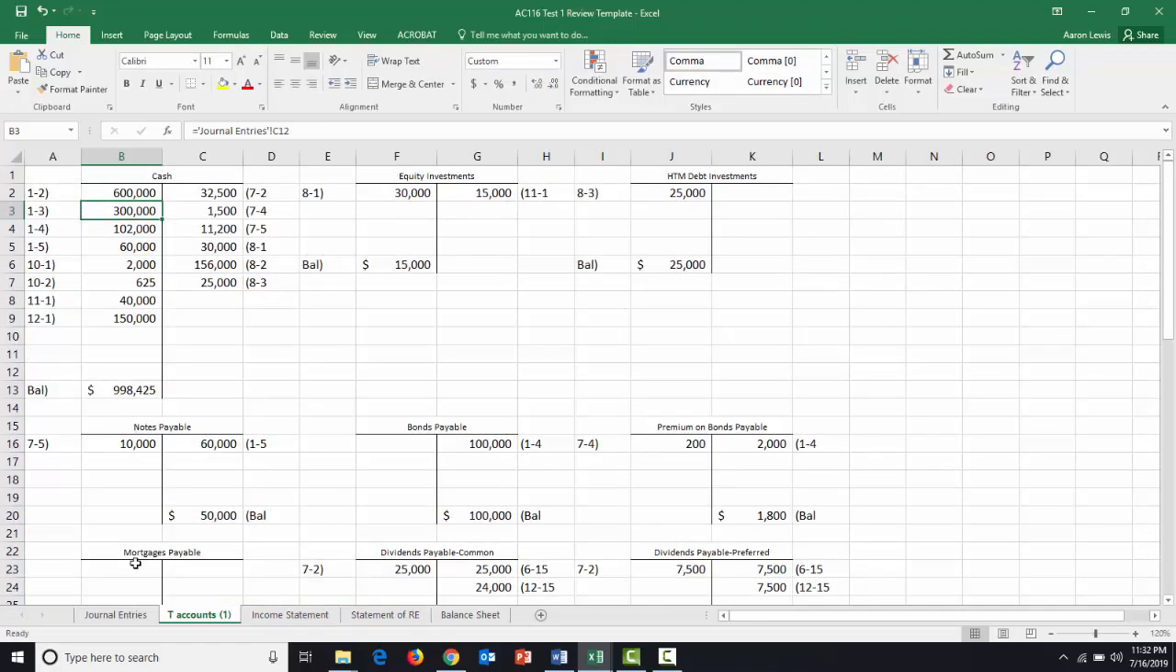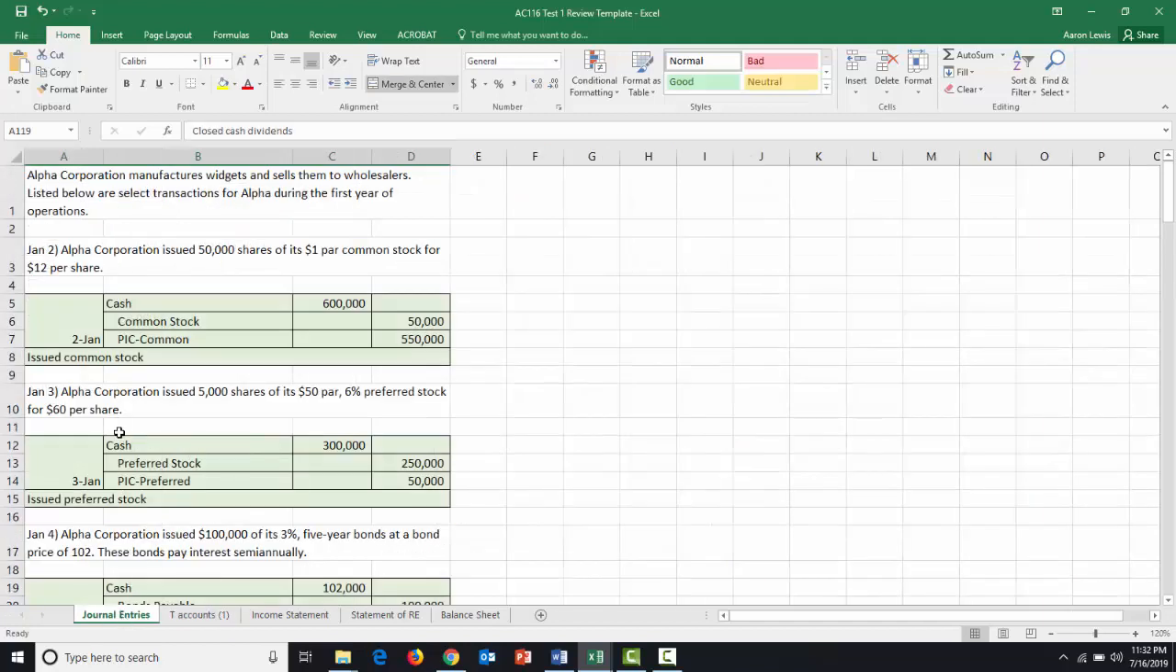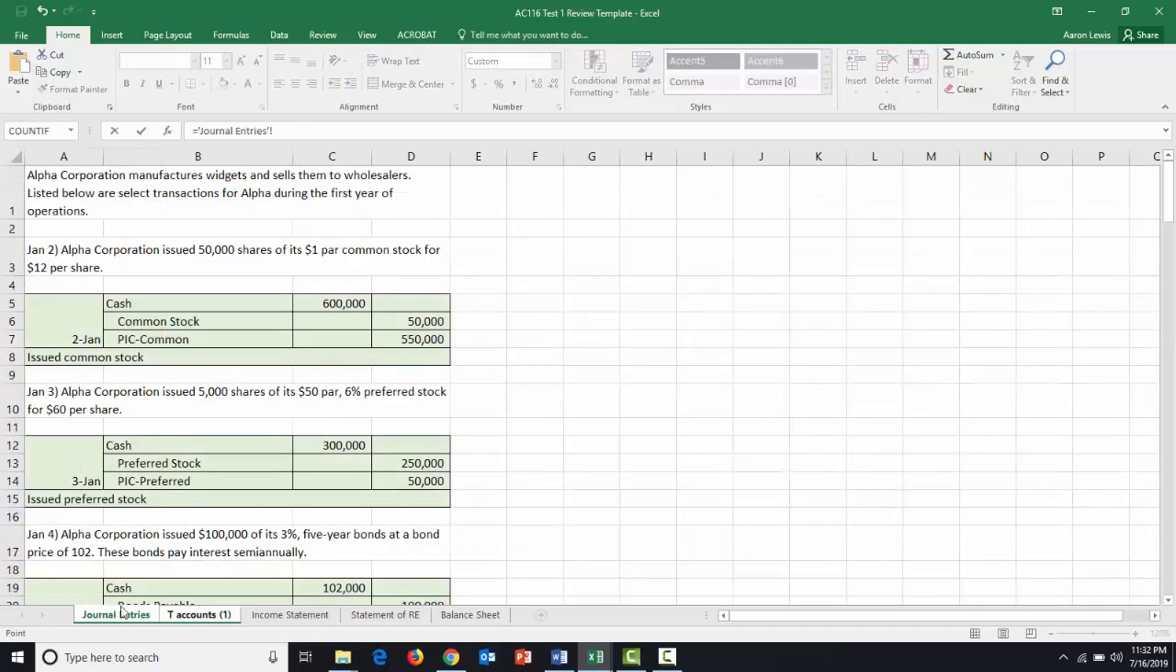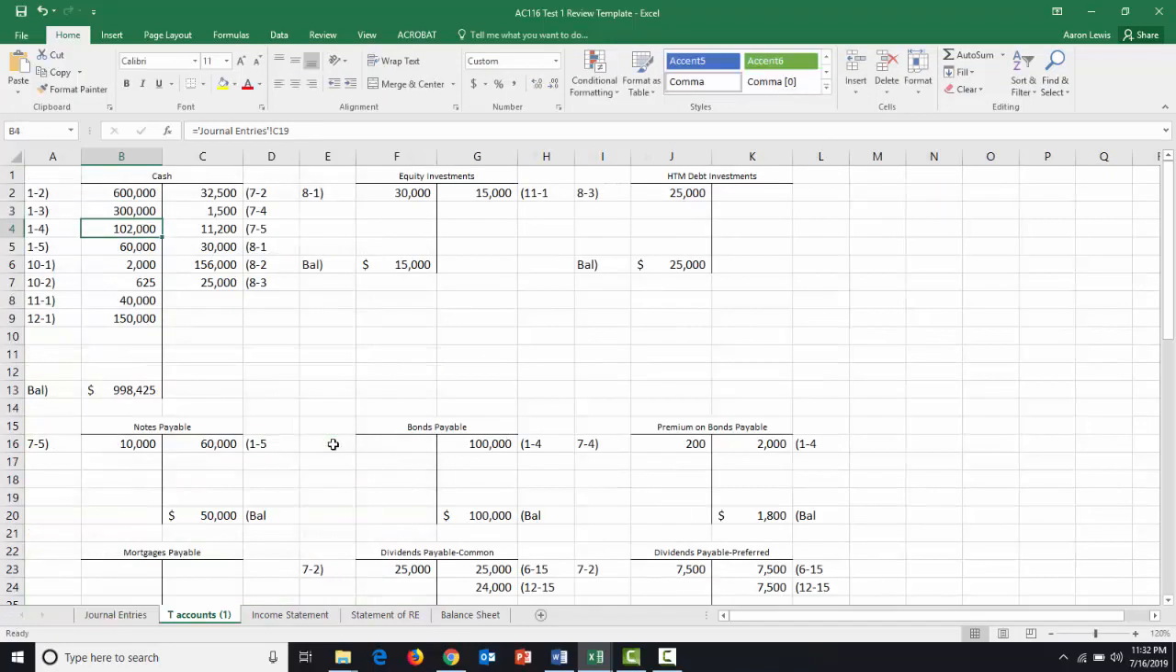Same thing for our next entry. On January 3rd, we issued preferred stock and got $300,000 cash. So I would click on the January 3rd entry, I would hit equals, I'd come over here to journal entries, click our cash debit, so on and so forth. And I just went down the line, started with cash, every debit that we had went in the left column, every credit we had went in the right column. I repeated this for every single account that we have.